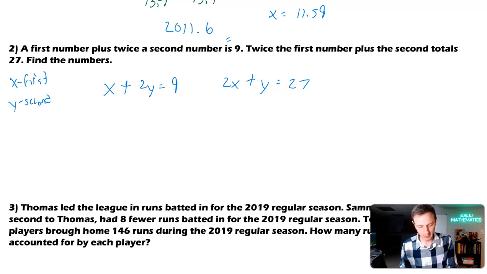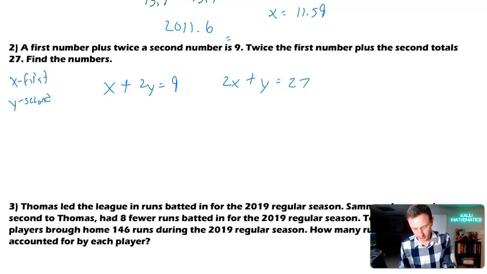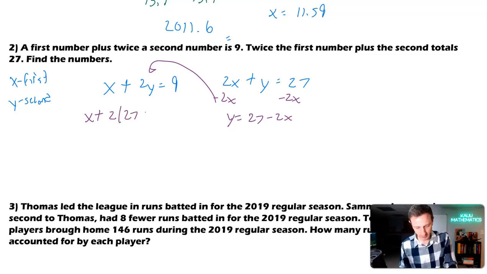So a first number plus twice the second number is 9. Twice the first number plus the second number totals 27. So there is our system of equations, and then we can go about solving however you want. You could use substitution, or you could set it up where you do elimination. I'm just going to do substitution because that's looking pretty straightforward. I'm going to subtract 2x from over here, so I'll have y equals 27 minus 2x, and then I'm going to substitute that into here. So I'll have x plus 2 times 27 minus 2x equals 9.